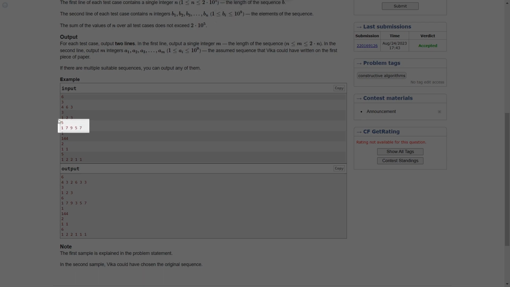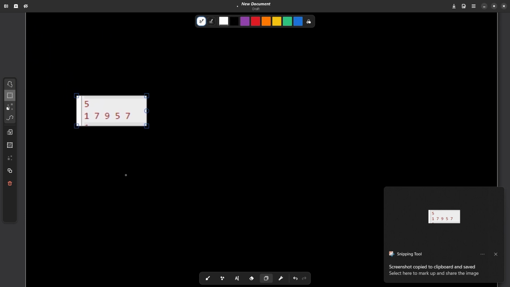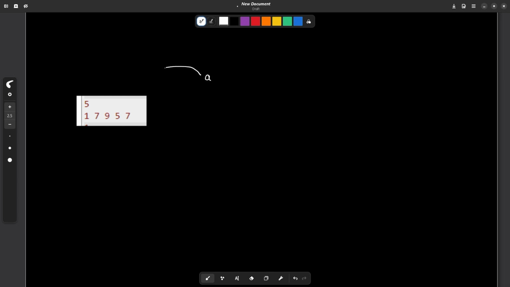Just take this particular example, right? So this is the final sequence and we have to tell the sequence A from which this sequence was derived, right? So how do we actually derive this B from sequence A? Let us first understand the rules.